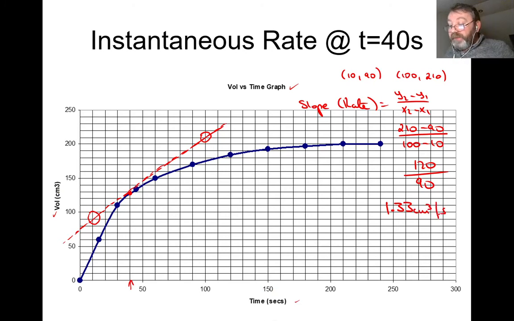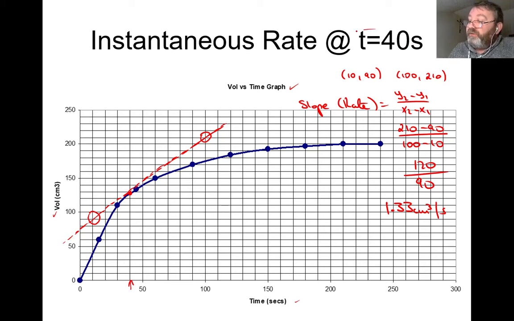So in other words, at that moment in time, when we're 40 seconds into the reaction, if you were to take a photograph, the rate of reaction would be 1.33 centimeters cubed per second. All right. So what did I do?